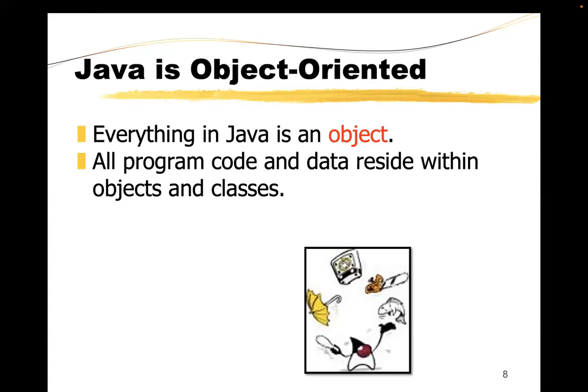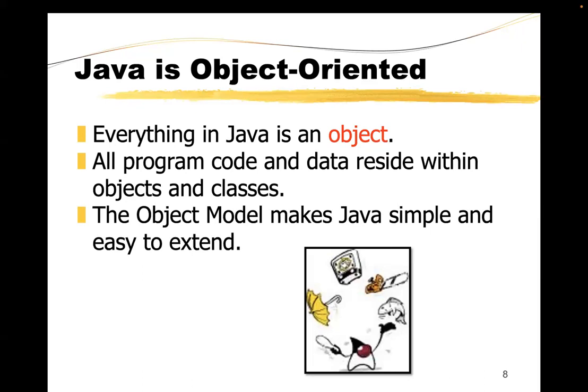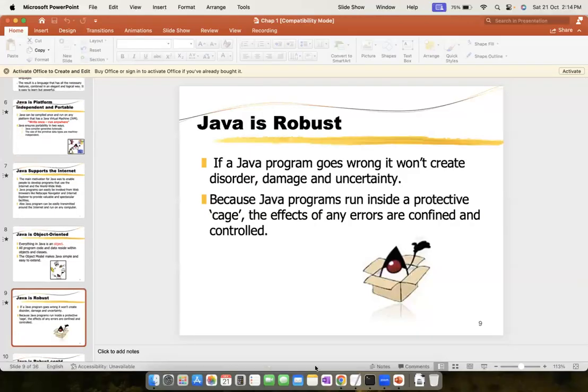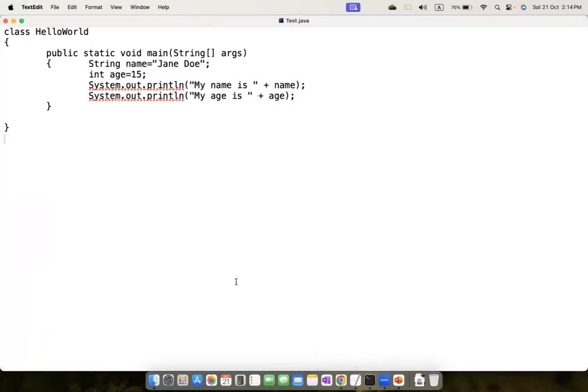Now, let's see how to declare a class, methods, and objects. The object model makes Java simple and easy to extend. Let me show you an object and a class. You may feel it's difficult to understand, but don't worry, I'll be doing this for illustration purposes only.